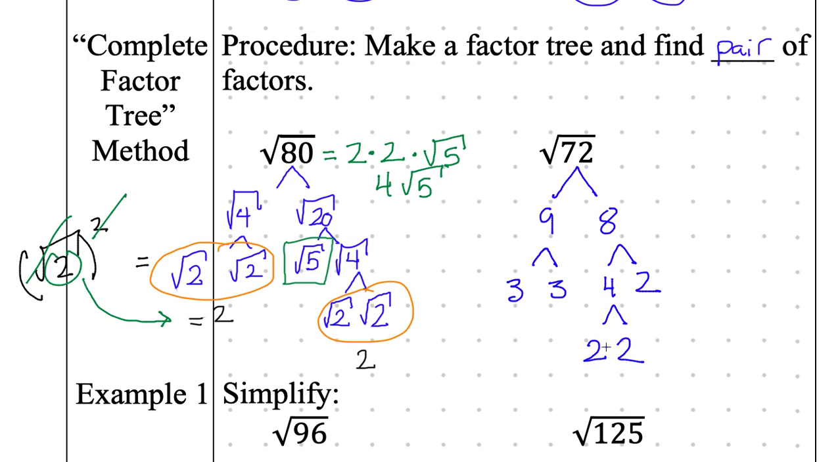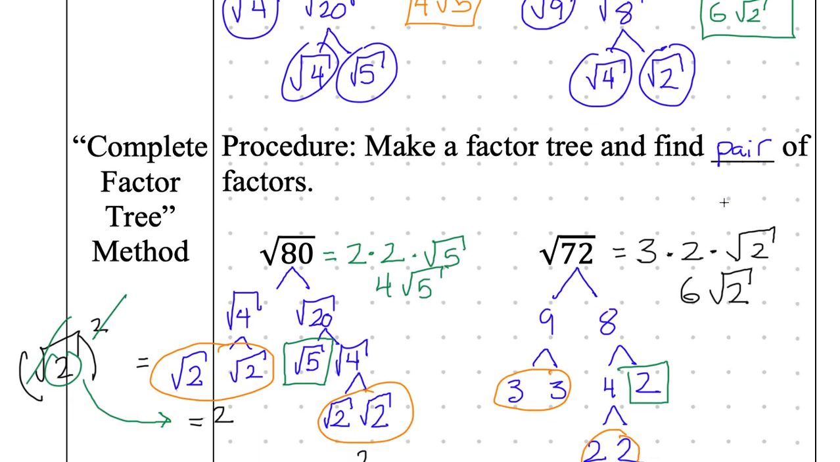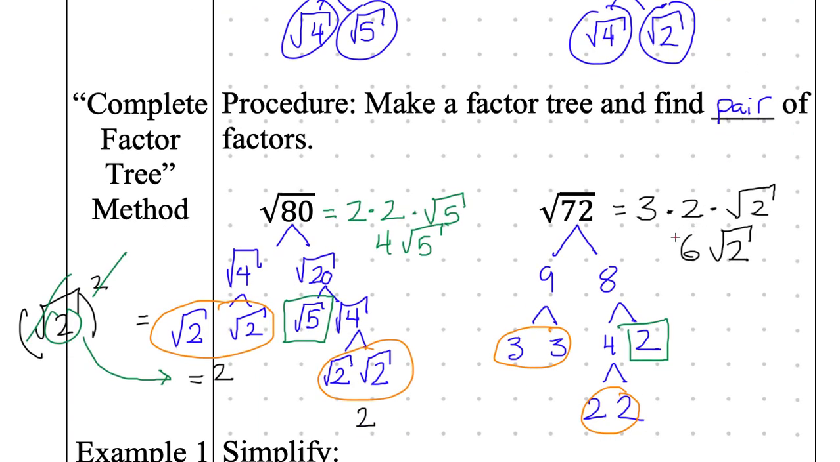And then from here, we're circling all of the pairs. So I have a pair of 3s. I have a pair of 2s. And I have one left over 2. So whenever there's a pair, you just turn that into 1. So this is going to be 3 times 2 times, and whenever I have a single number, that single number is always going to be a square root. So times the square root of 2, and that turns into 6 square root of 2. Just like we had up above. You can compare the answers. 4 square root of 5, 6 square root of 2. You see both of the different procedures.